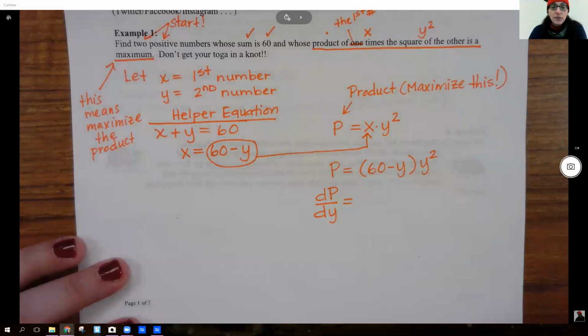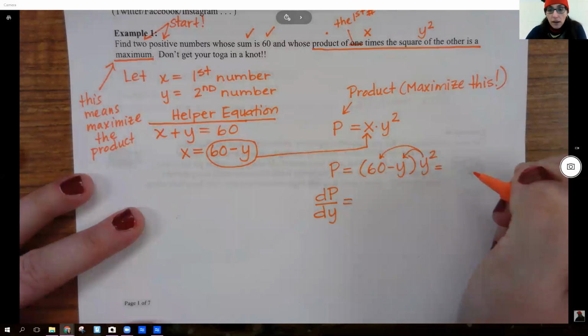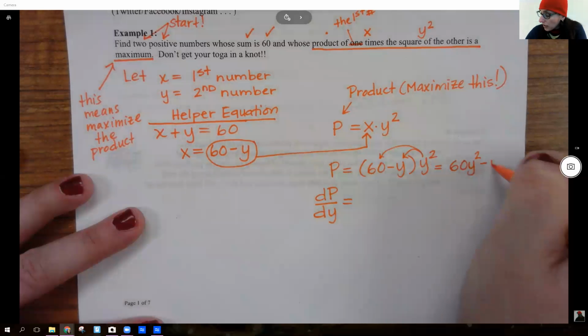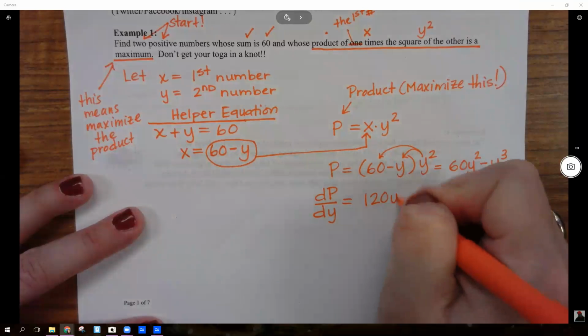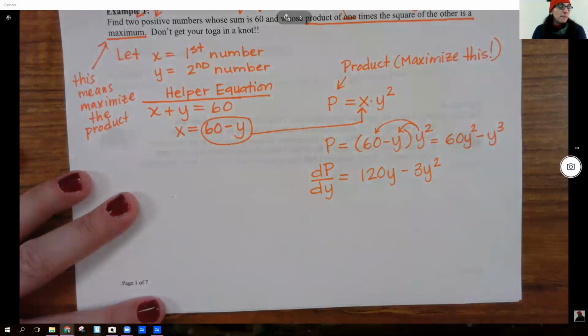And then I guess we could do product rule, or this isn't really that bad. I think I'll just distribute it and use power rule. So this is 60y squared minus y cubed to begin with. What will the derivative of this be? 120y minus 3y squared. Excellent. All right, good. So we do that, set it equal to 0.